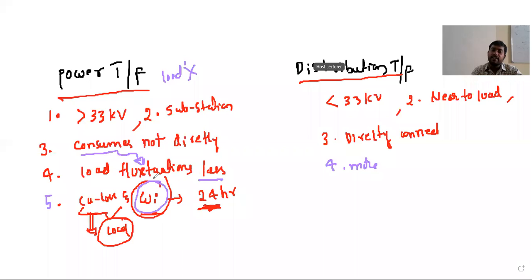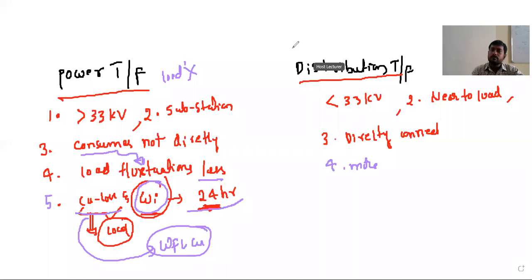So while designing the transformer, the iron losses should be kept minimum. We should design a power transformer in such a way that iron losses must be minimum, because these iron losses will take place throughout the 24 hours. These copper losses will also take place throughout the 24 hours, but these may not be full load copper losses, because load is not constant, load will vary. That's why the copper losses must be kept minimum while designing.